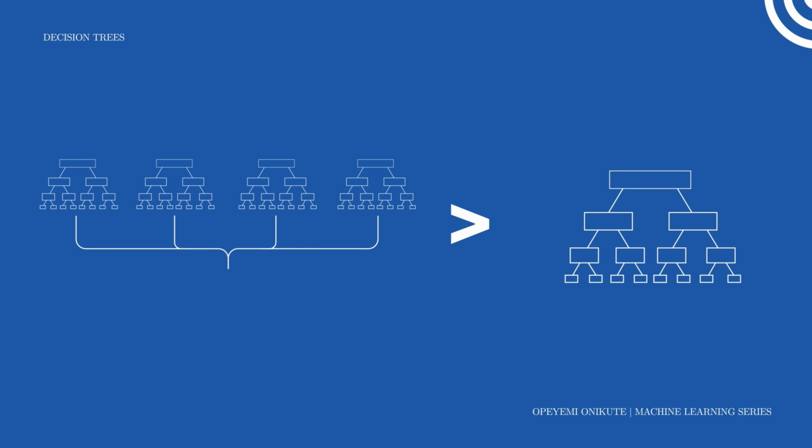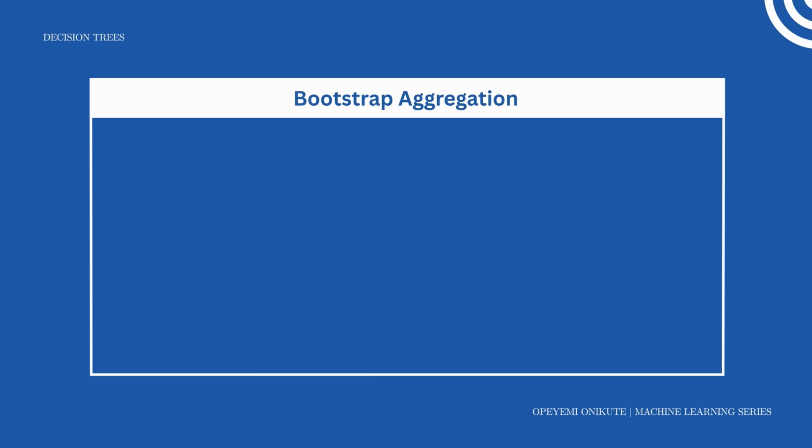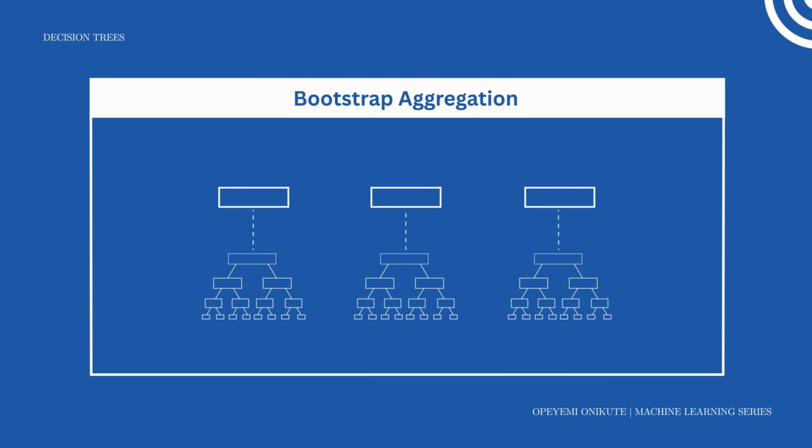But there's a catch. The guessers have to be independent. If everyone copies their neighbor, averaging does nothing. So a forest forces its trees to be different with two types of randomness. The first type of randomness is known as bootstrap aggregation, also known as bagging. Instead of training all trees on the same data set, the algorithm creates random subsets of data for each tree. Every tree learns a different part of history.